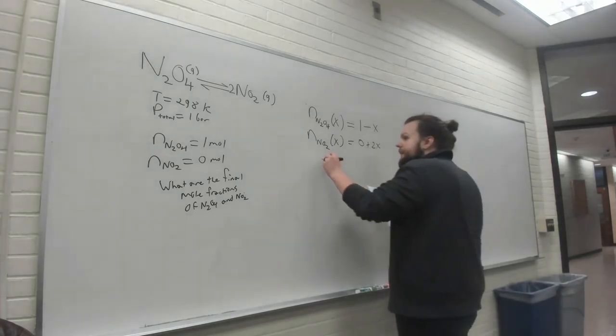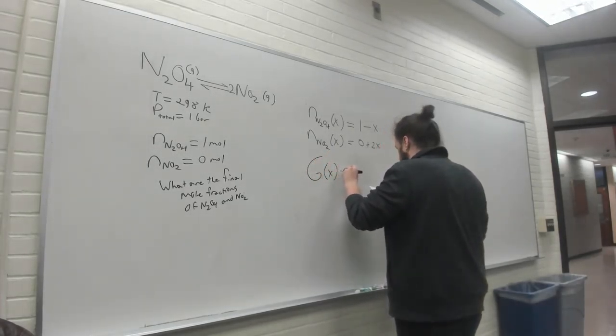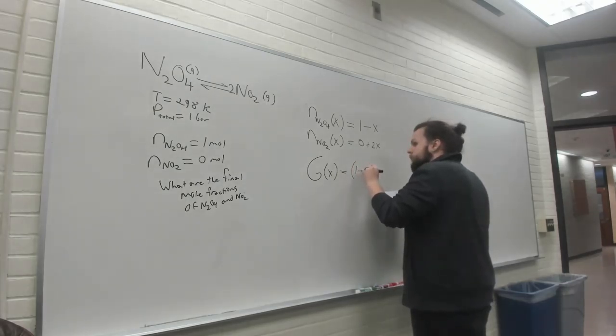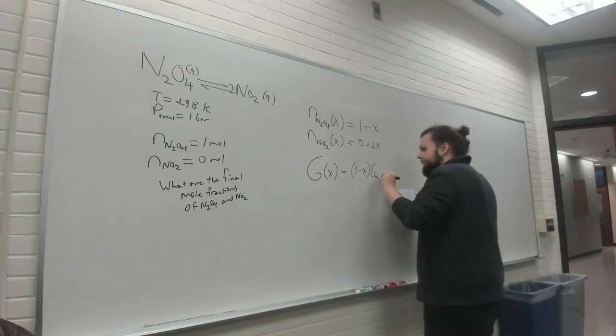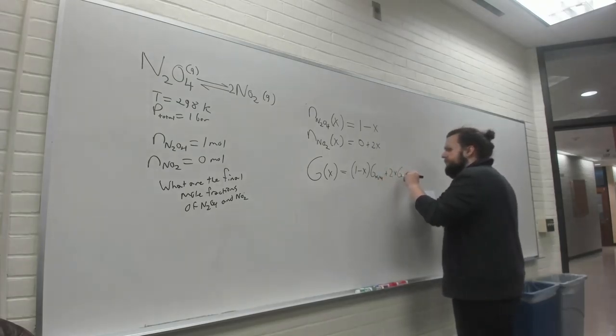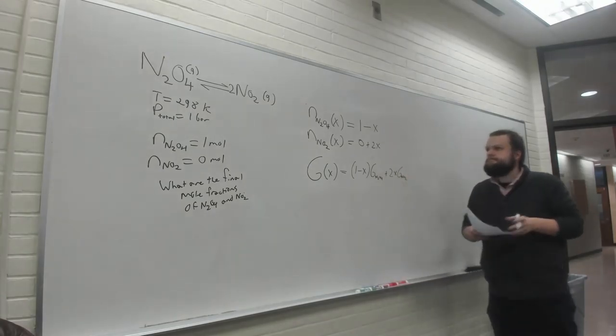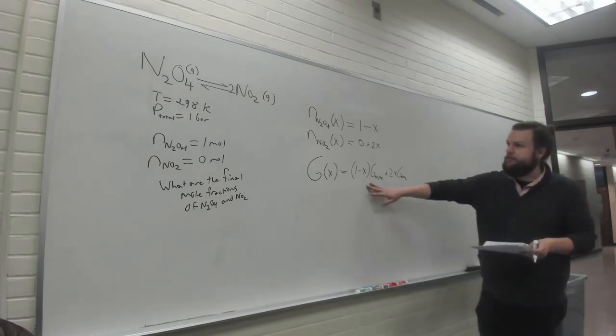So we can write the Gibbs energy of our system with respect to X as 1 minus X times the Gibbs energy of N2O4 plus 2X times the Gibbs energy of NO2. Those are our ratios, 1 minus X and 2X.